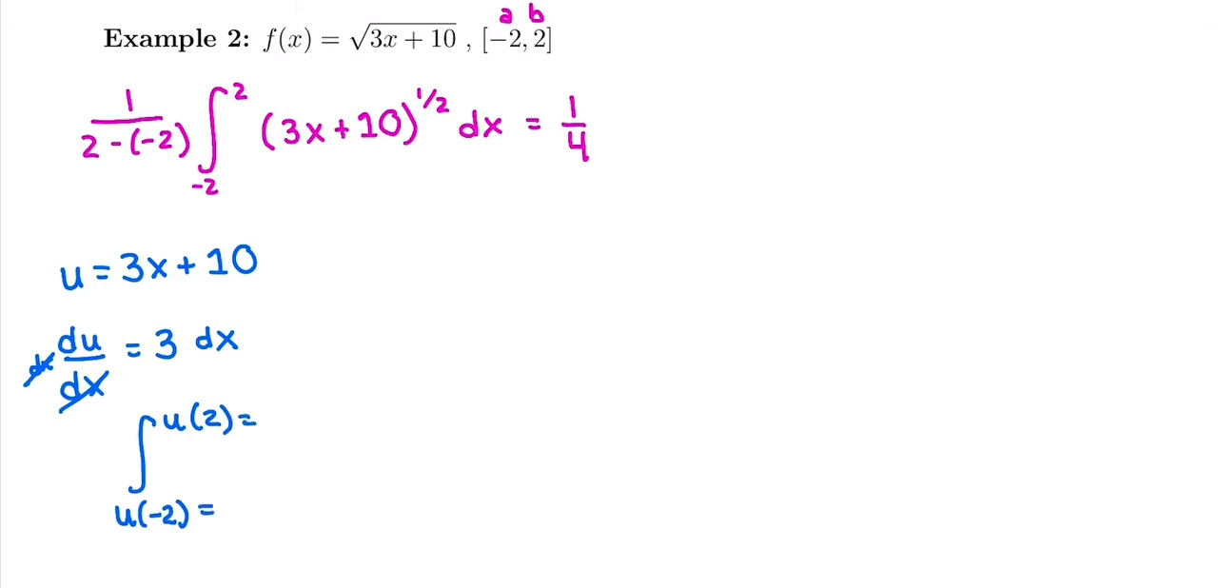So we're going to plug in to the function that relates our x to our u's. So here, u is 3x plus 10. So for this one, we have -6 plus 10. 10 minus 6 is 4. And my upper bound, 3 times my x is 2 plus 10 gives us 16. So doing our substitution, we're taking the integral from 4 to 16 in terms of u.